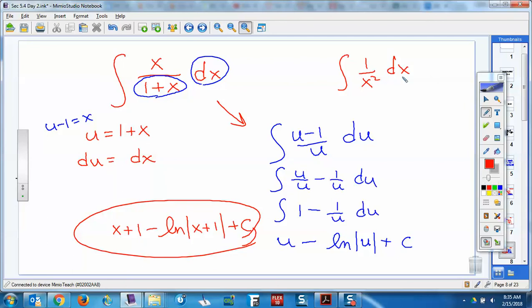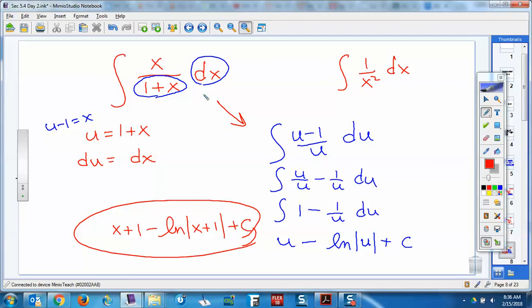Like if we have a 1 plus x quantity squared here, sometimes we have that. Well, then we might let u just be the 1 plus x on the inside, not the whole bottom. We'll let it be the inside. And then the bottom will be u squared. That's not going to be an ln. Okay, so be careful with that.